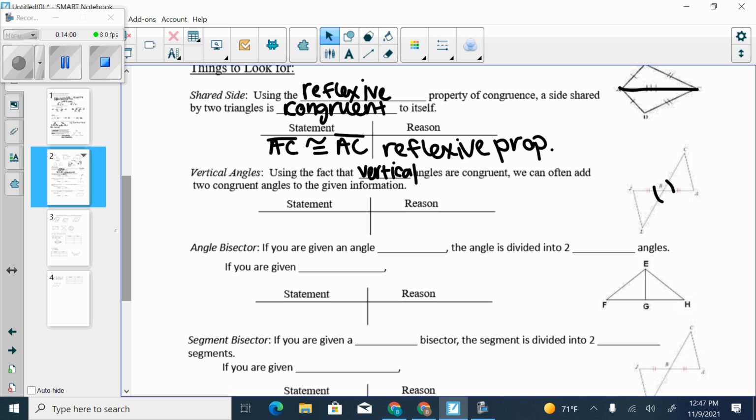So I might name this bottom angle JBL. I could say that angle JBL is congruent to the same thing in the top. If I started with the J, then I would start the other one with the A. Right? JBL, ABC.